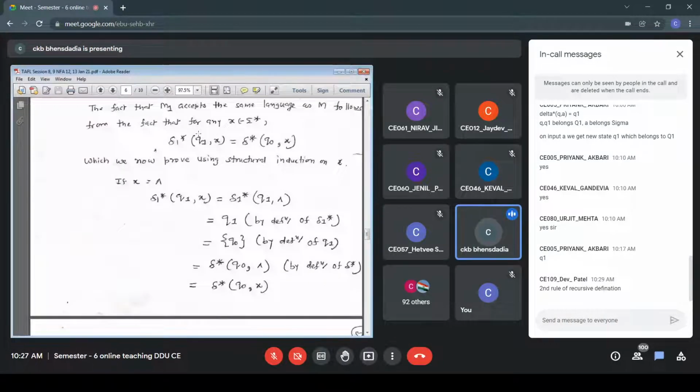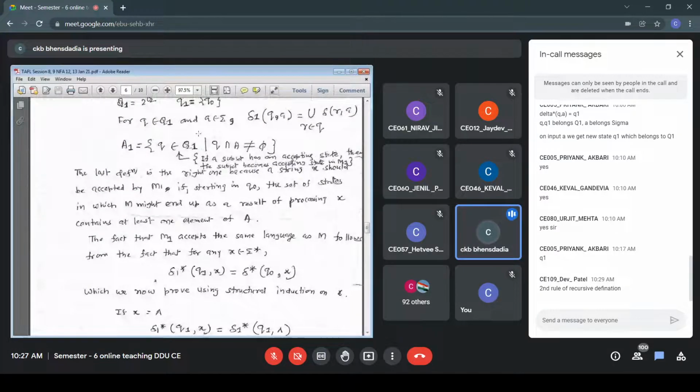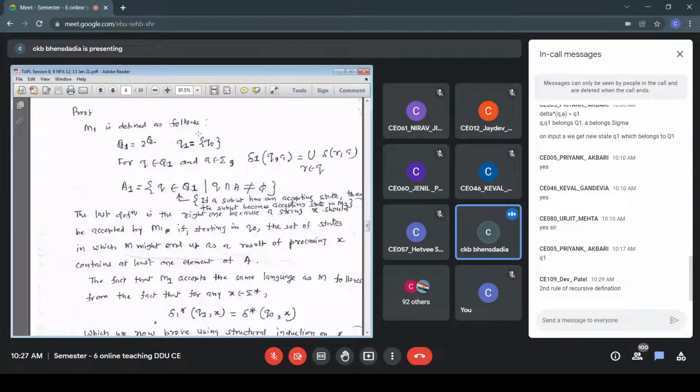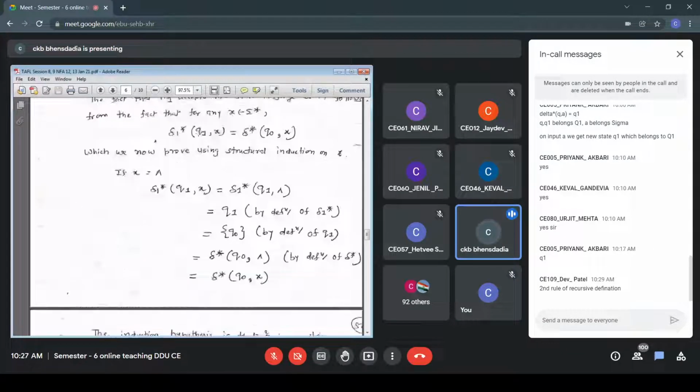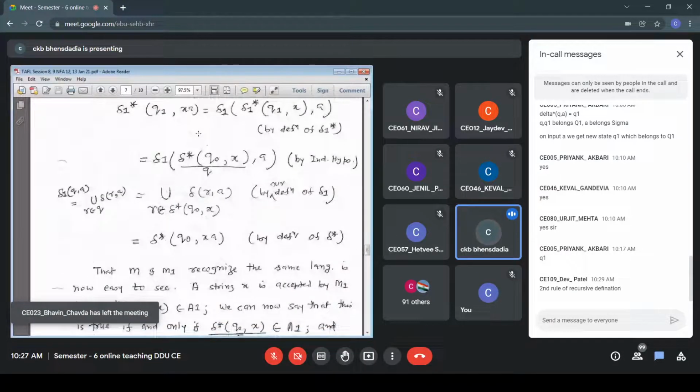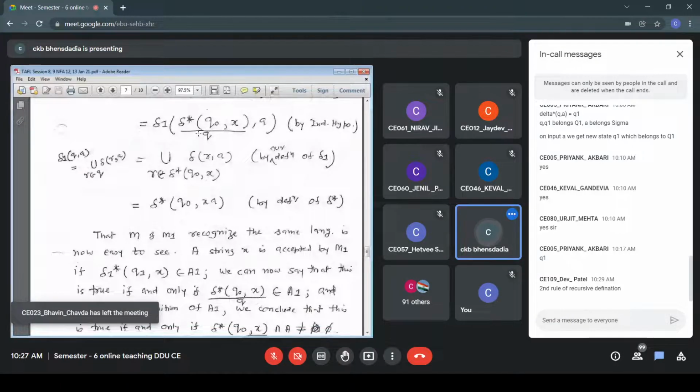So far we have proved delta 1 star Q1 X equals delta star Q0 X. When we say Q1, it means we are talking about M1. M1 is a DFA. Q0 is part of the NFA. So we have proved this expression. Now the last claim.